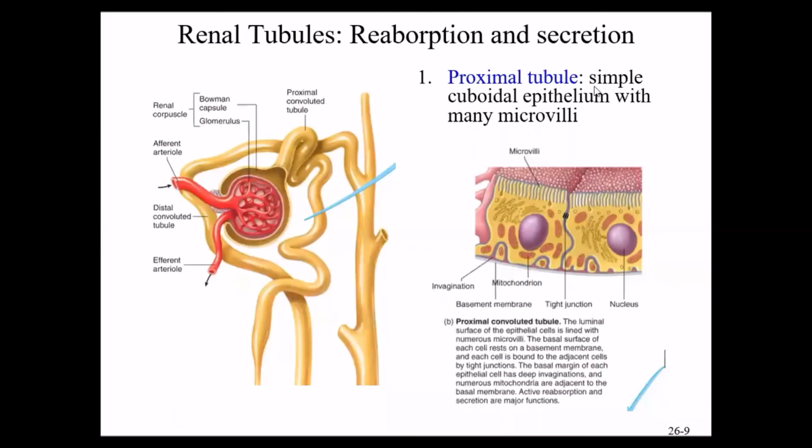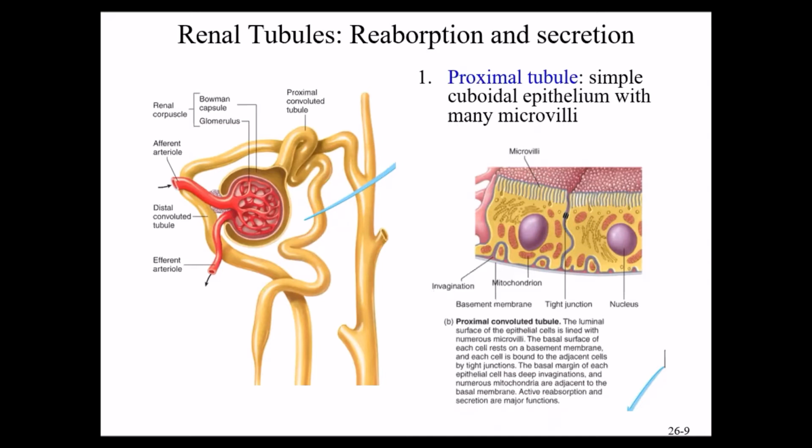Now, the other part of the nephron is the tubules. You've got three sets of tubules that make up a nephron, and these are here for the processes of reabsorption and secretion. So filtration is going to take place inside of the Bowman's capsule, inside of that renal corpuscle region, because of all the glomerular capillaries that are there.